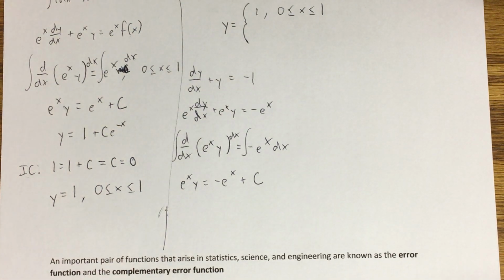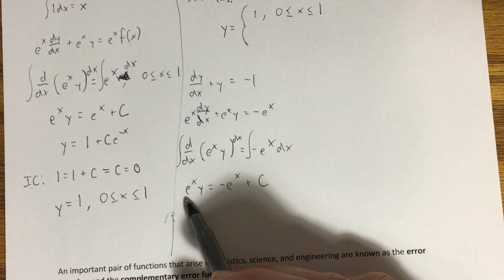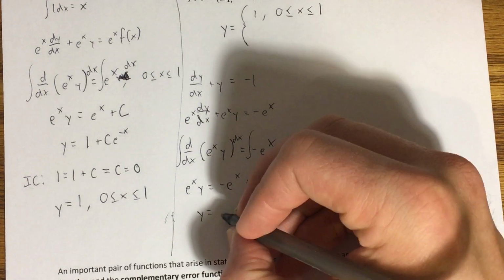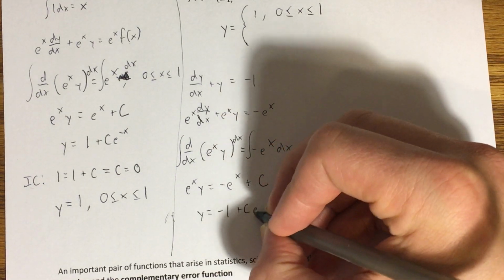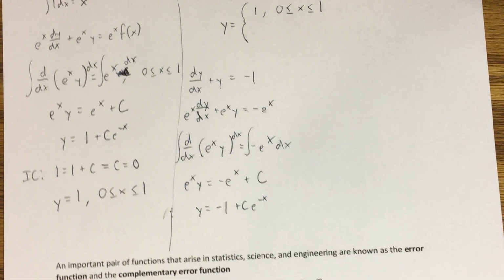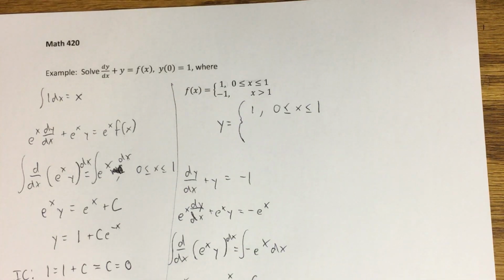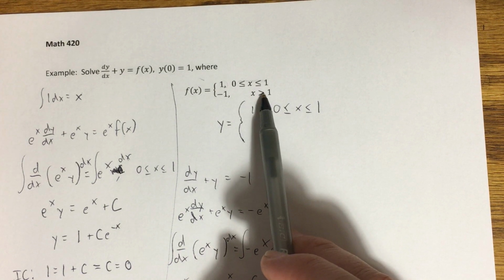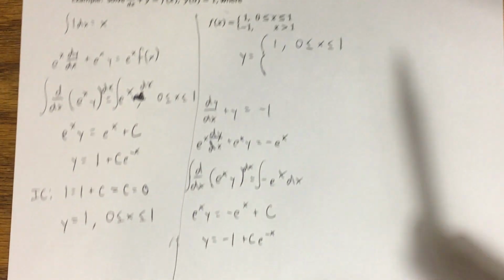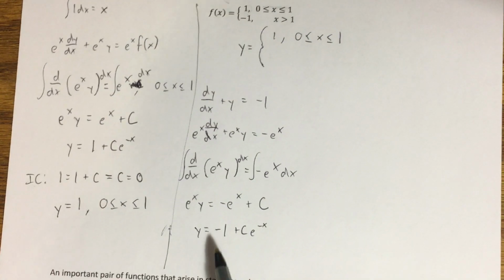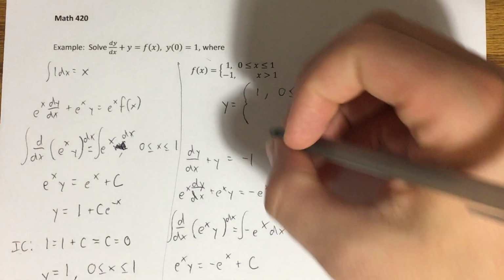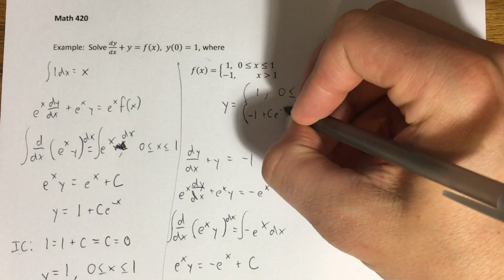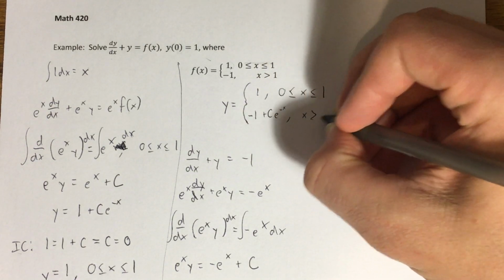Okay, now multiply both sides by e to the negative x, and I get y equals -1 plus c e to the negative x. Now I don't get to use an initial condition here because my initial condition uses an x value that does not belong to the interval that we're talking about. So right now the best thing I can do is use this general solution and put that in here for my piecewise function, -1 plus c e to the negative x when x is greater than 1.